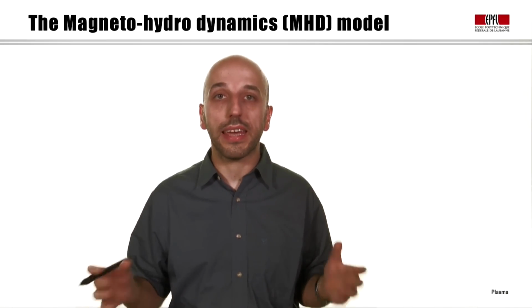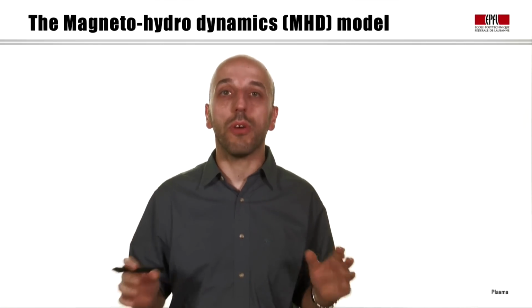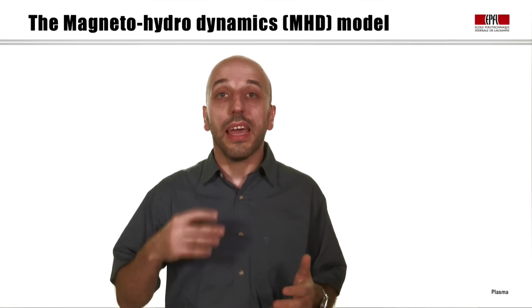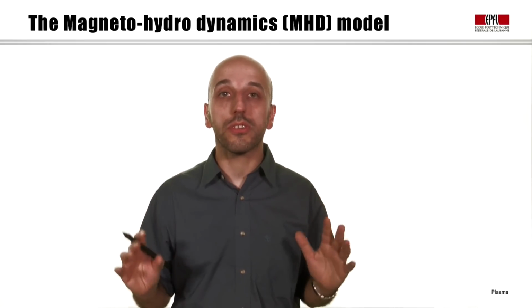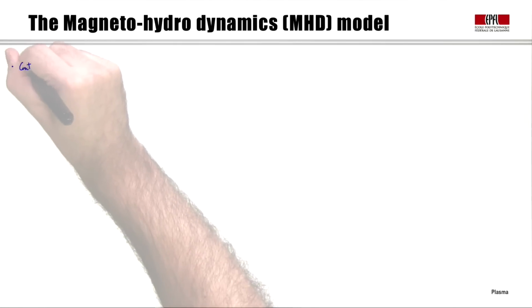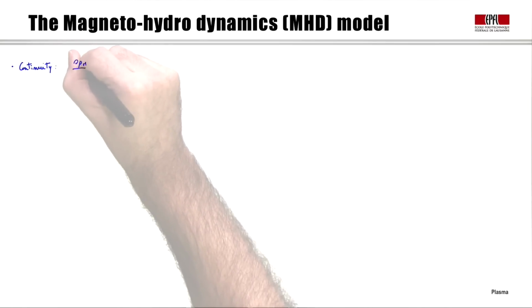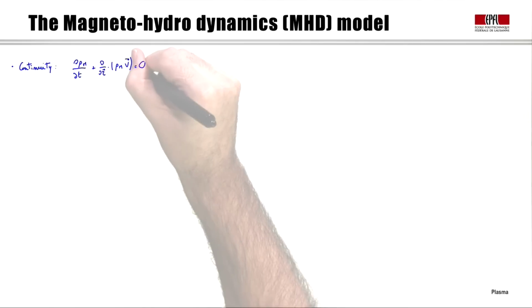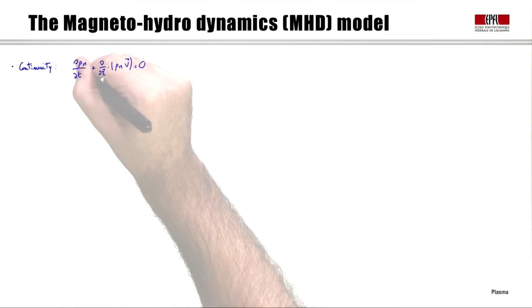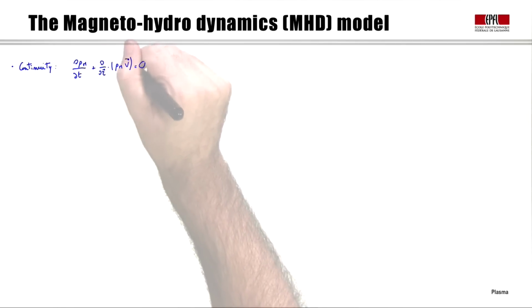What you have just obtained is the so-called magnetohydrodynamics model, MHD in short. It is one of the most widely used models to describe the dynamics of a plasma, and you will use it throughout the rest of the course. So it's important that we write together all the equations that constitute the MHD model. The first equation is the continuity equation for the mass density, that is, the mass density varies in time according to the particle flux.